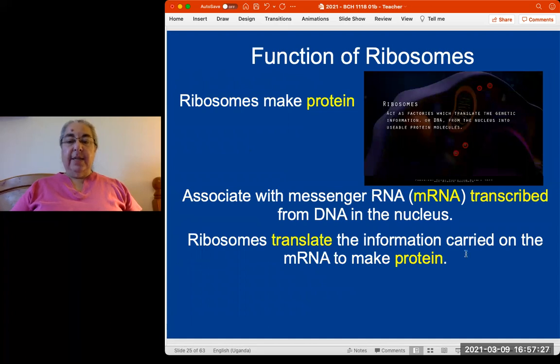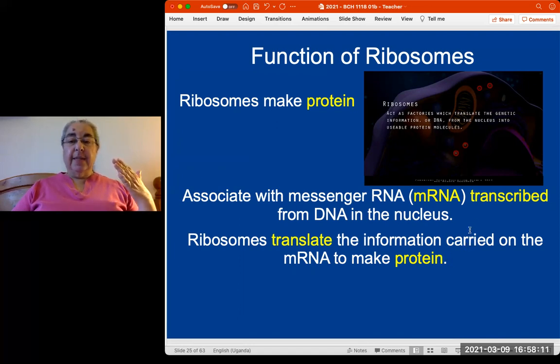So ribosomes next. Ribosomes are found in the cytoplasm, and their function is to make protein. So information from the DNA in the nucleus is transferred to an RNA molecule by a process called transcription, which we'll look at in detail next semester. And then it moves from the nucleus into the cytoplasm. So you'll realize that it has to move through a nuclear pore.